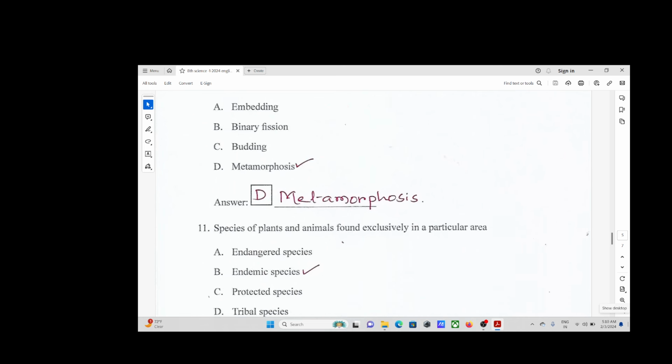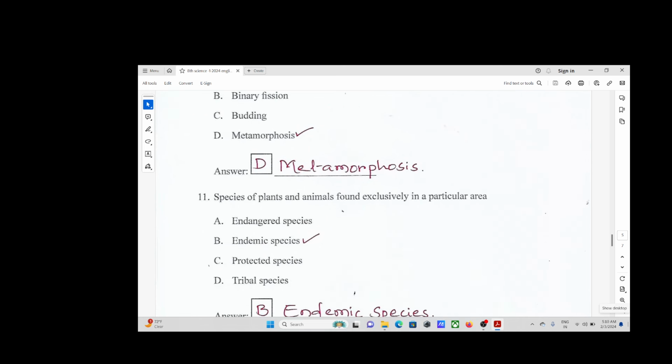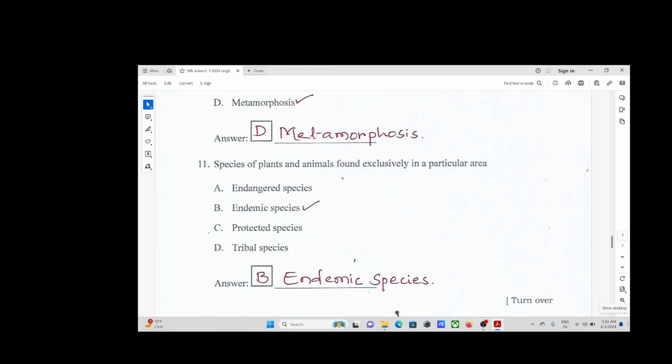Question number 11. Species of plants and animals found exclusively in a particular area. Option A, endangered species. Option B, endemic species. C, protected species. D, tribal species. Correct answer is option B, endemic species.